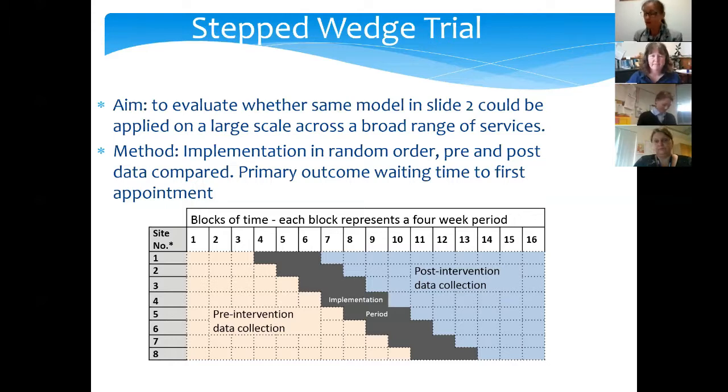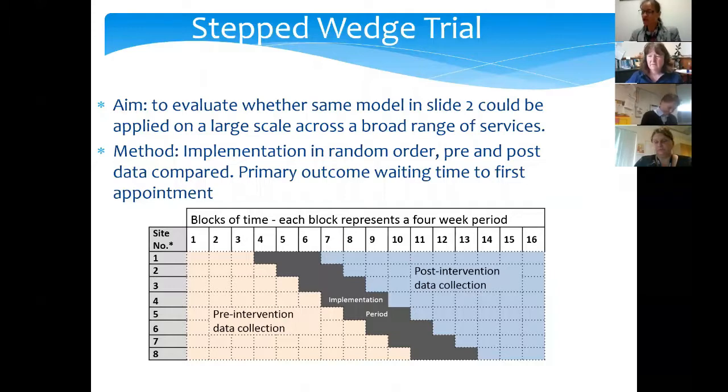We've been able to see from this trial that the intervention that was successful in a single service in the previous control before and after trial has actually been able to reduce wait times on a much broader scale, with a more diverse range of services.